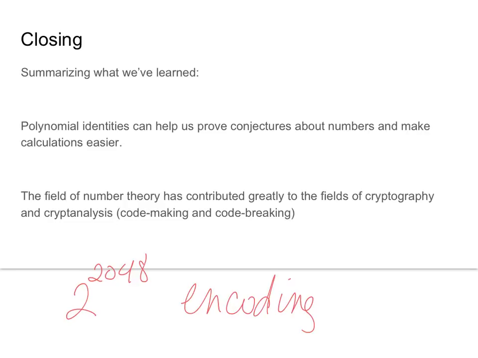So first of all, we learned that polynomial identities can help us prove conjectures about numbers and make calculations easier. And then the field of number theory has contributed greatly to the fields of cryptography and cryptanalysis. It's just a really, really, really cool branch of mathematics. People do this for a living, which is just fascinating to me. That's all we have.